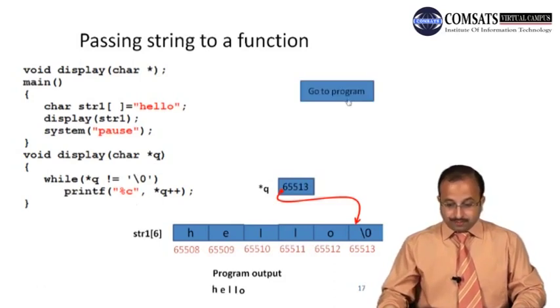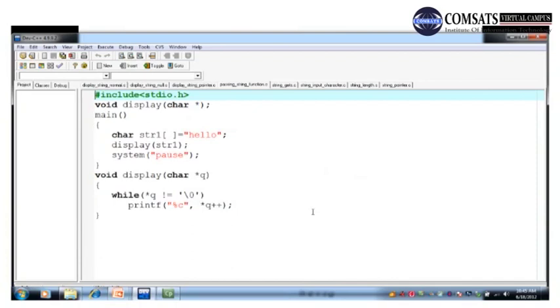Let's go to the program and see this function. So this is the base address. We are passing the base address to the display function, and there is no need to tell the display function how many characters or what the size of the string is, because this is a character array or a string. A string always terminates at the null character. So within the display function, we can start printing that string using this pointer q until we find the null character.